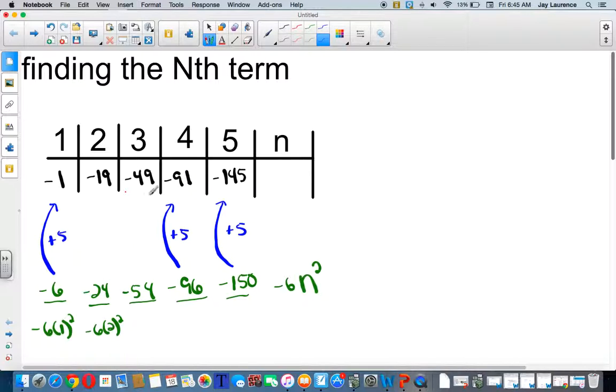I can check these others if I like, but once you've checked it 3 times, you know you've got your pattern. So my nth term is going to be negative 6n squared and then plus 5. And there you go. There's your nth term. It is a quadratic.